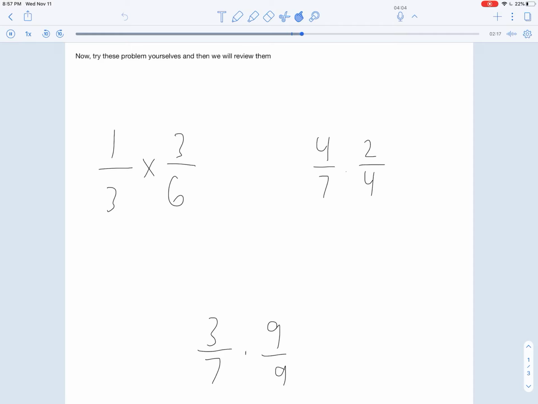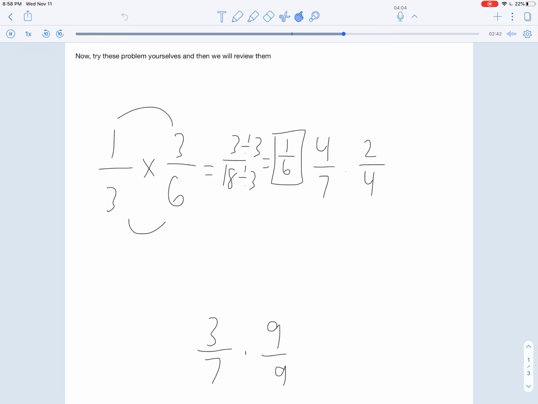So for the first one, we have 1 over 3 times 3 over 6. So multiply the top, multiply the bottom. This comes out to 3 over 18. Okay, can I simplify this anymore? And I know that 18 can be divided by 3. So divide the top and the bottom by 3. And that gives me 1 over 6. Awesome. So let's move on to our next one.